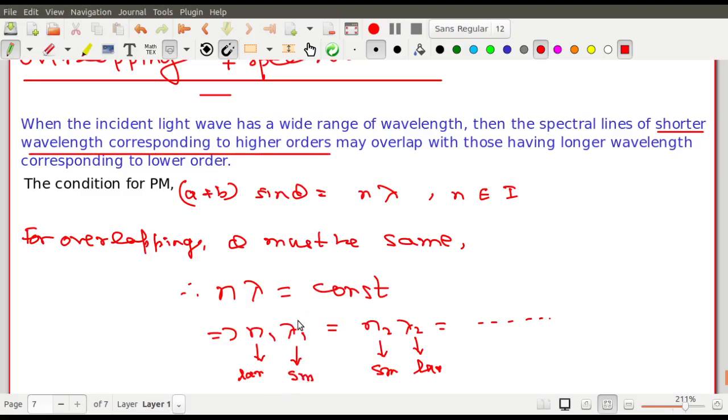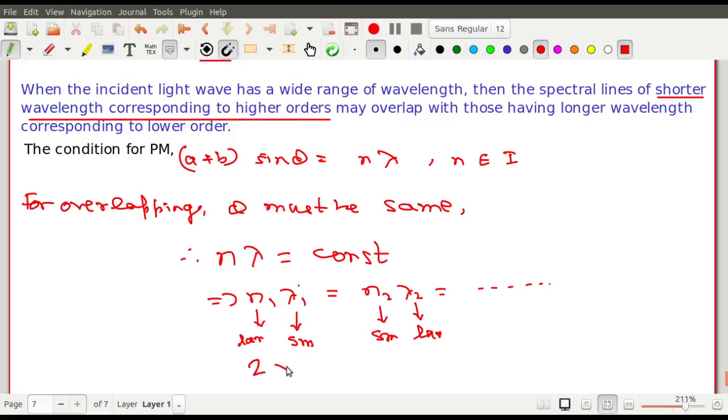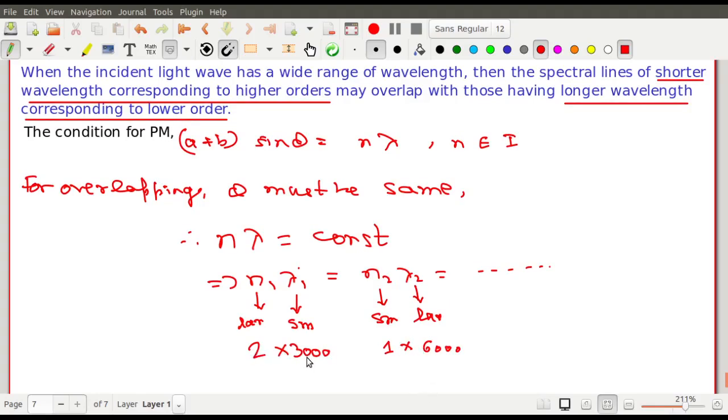The wavelength is shorter but the order is greater. That means you may say some second order and the wavelength be suppose 3000, and then overlap with whom? Overlap with those having longer wavelength corresponding to lower order. Now the wavelength will increase and the order will become lower. So it can be like this: this becomes 1 and this becomes 6000. Got my point? So 2 into 3000 gives 6000 and 1 into 6000 also gives you 6000. That means this product is always 6000.